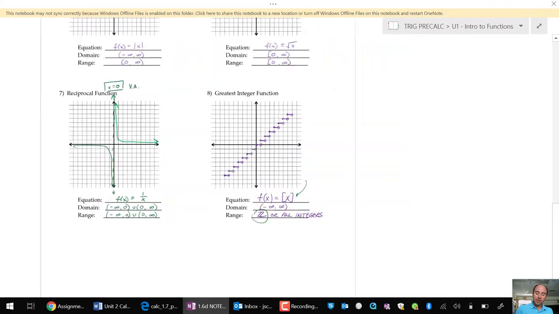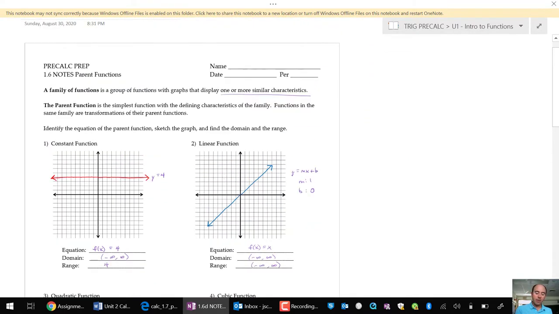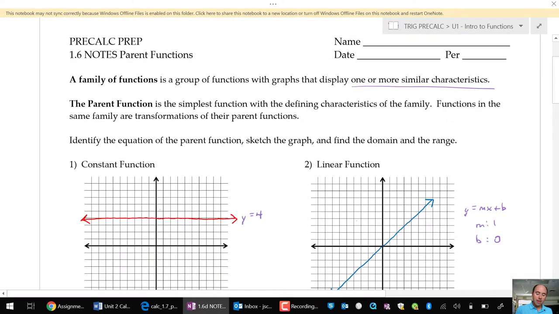So these are 8 examples of some of the more common families of functions that you might see in PreCalculus, and there are others, but these parent functions are a good place to start for this unit.